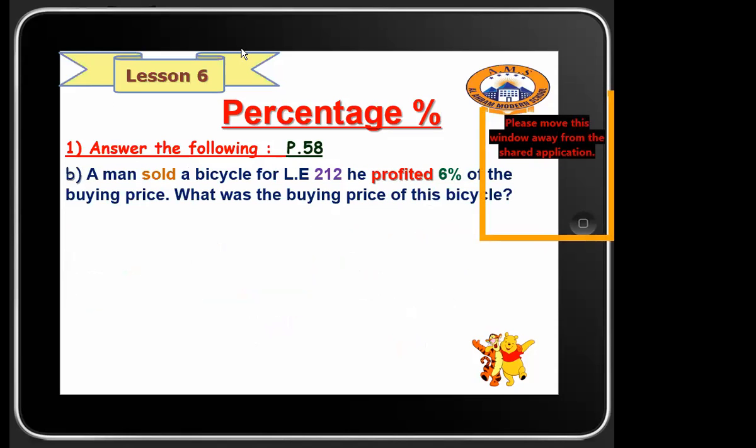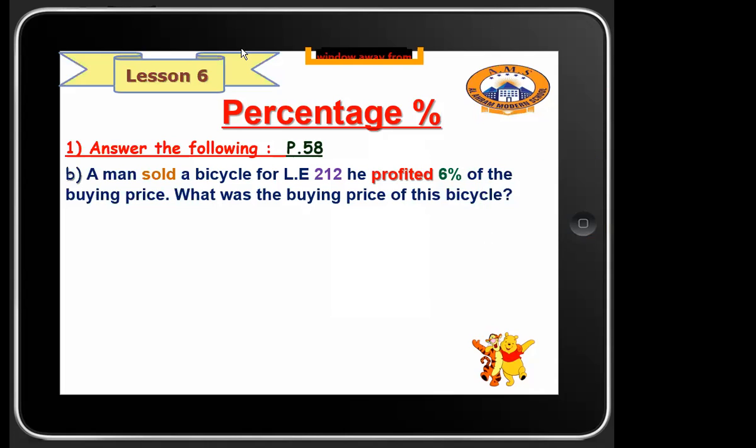Ahmed Khalid, can you hear me? Yes. Please read the exercise for me. A man sold a bicycle for LE 212. Very good. He made a profit of 6% of the buying price. What was the buying price of the bicycle?